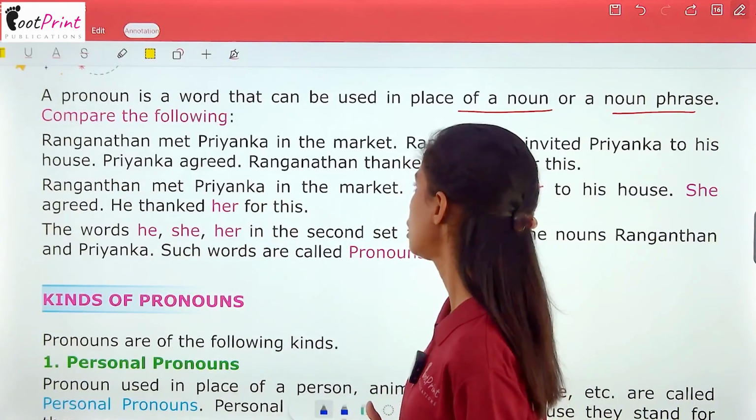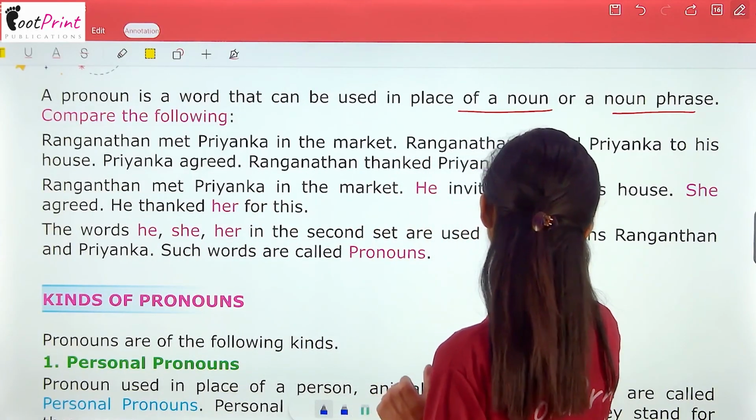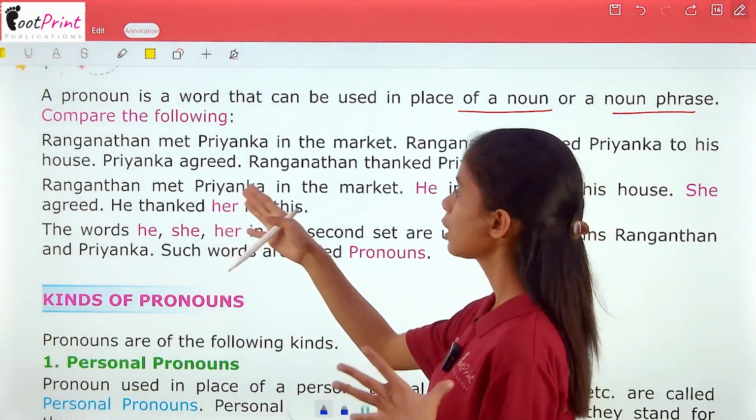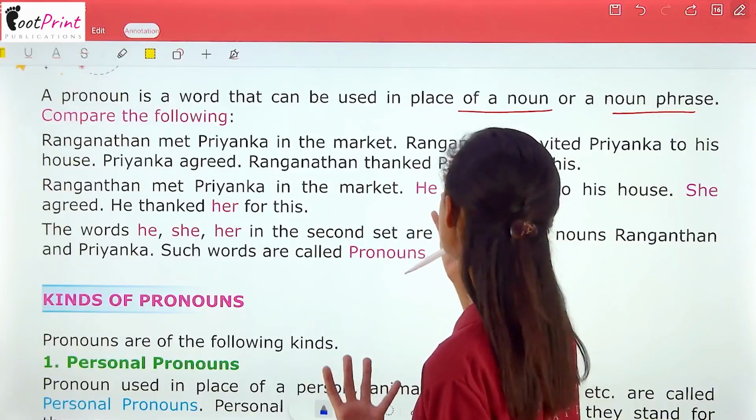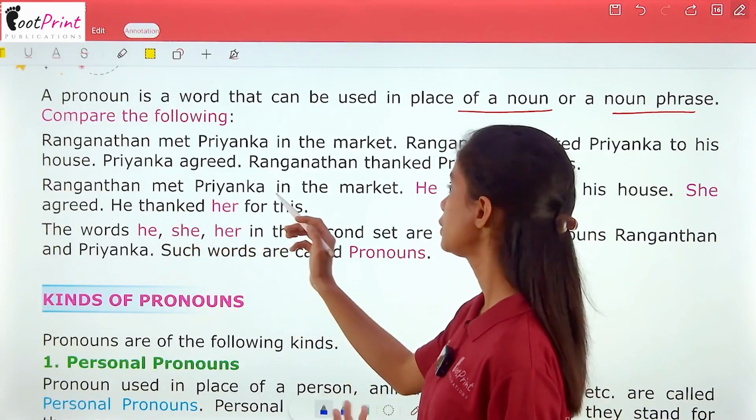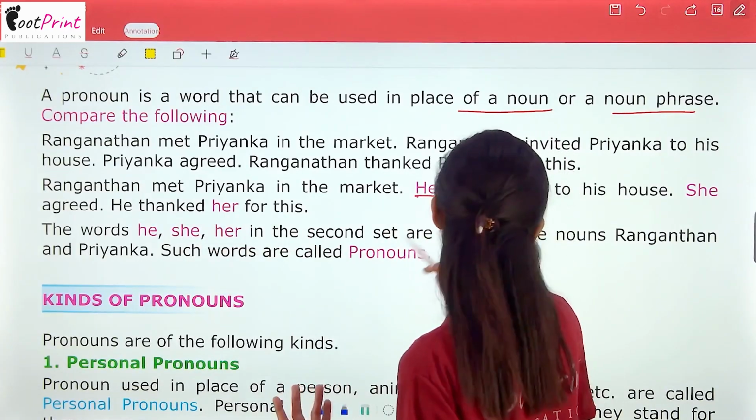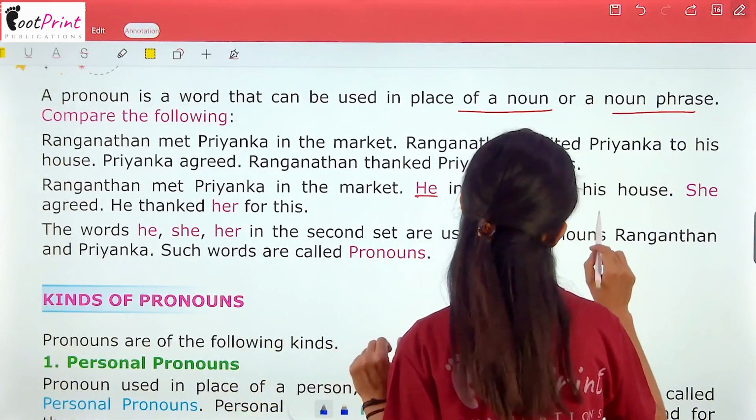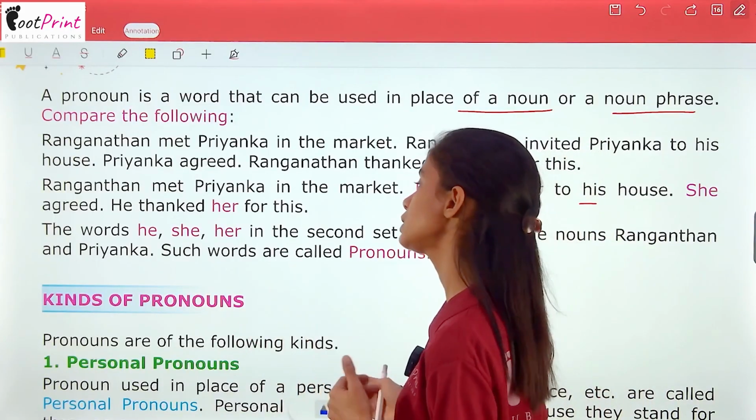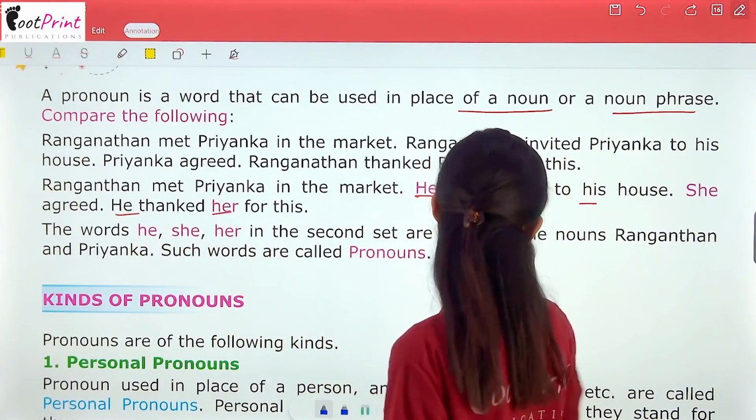Ranganathan met Priyanka in the market. Ranganathan invited Priyanka to his house. Priyanka agreed. Ranganathan thanked Priyanka for this. Now, Ranganathan met Priyanka in the market. He invited her to his house. She agreed. He thanked her for this.